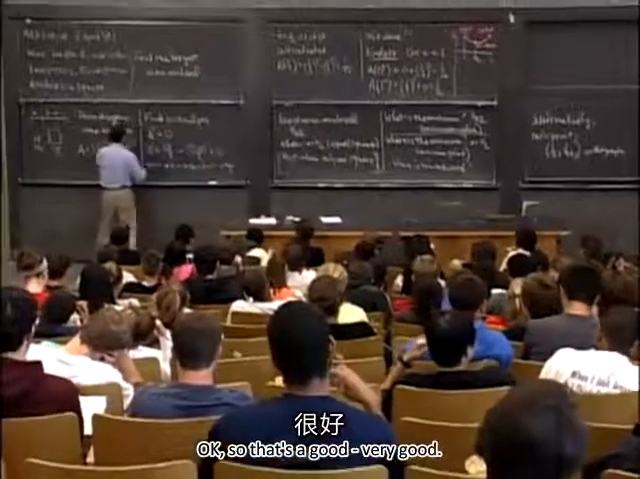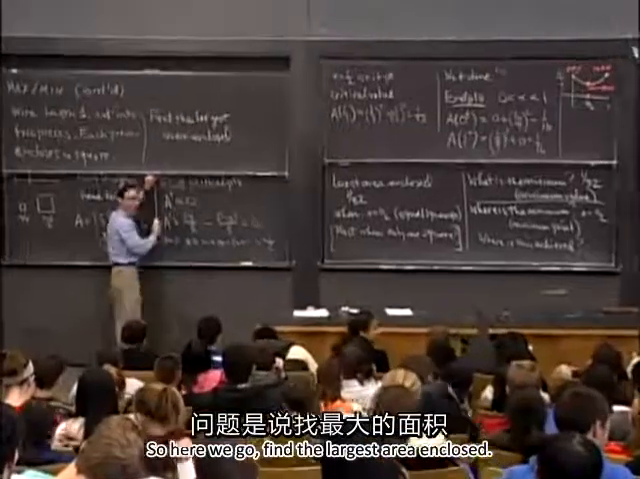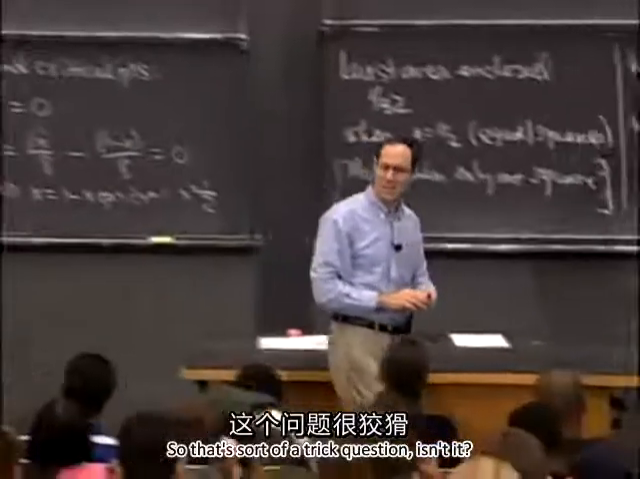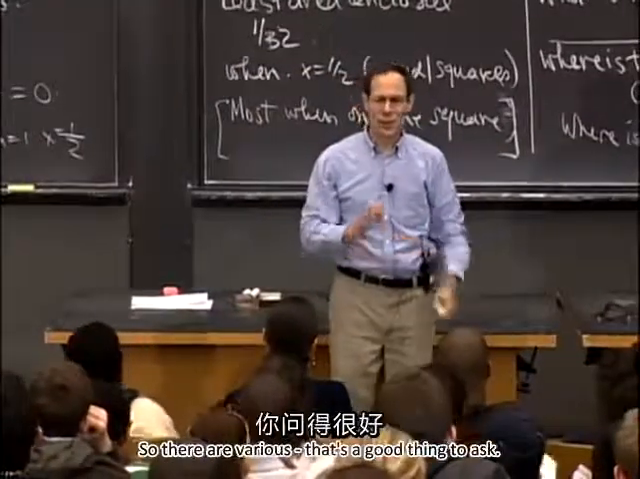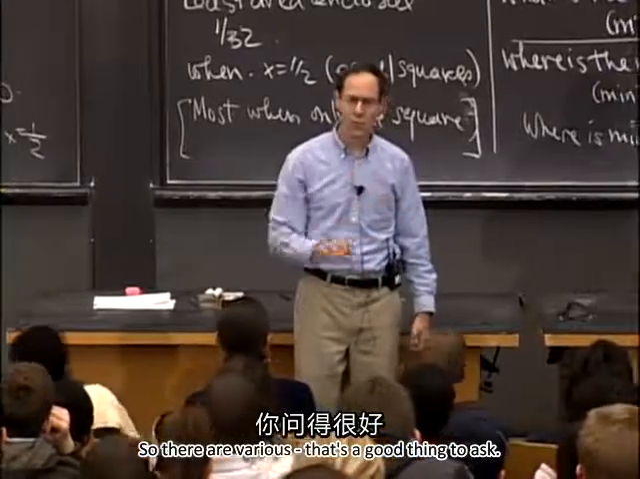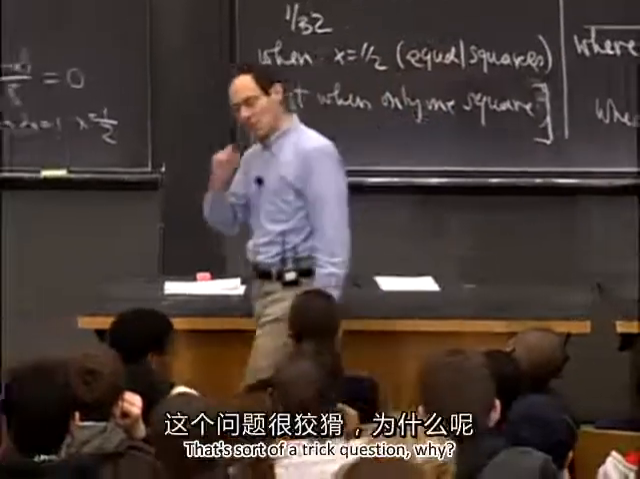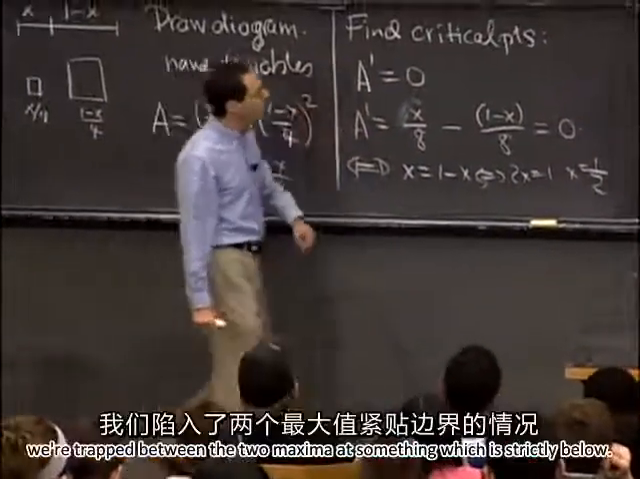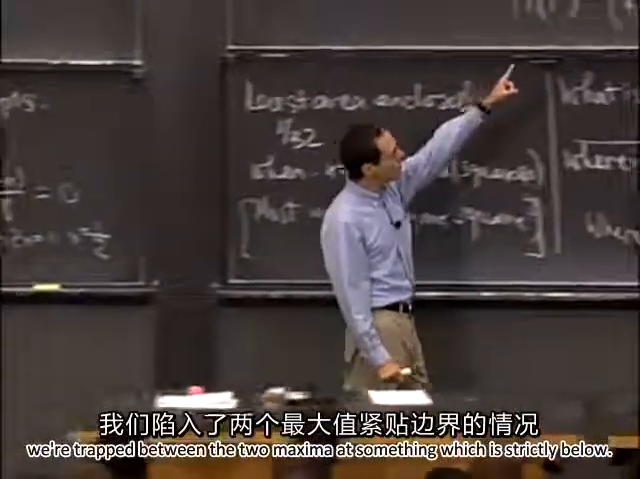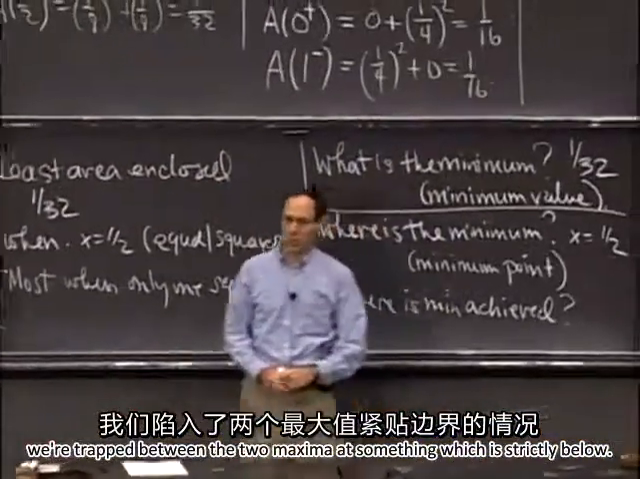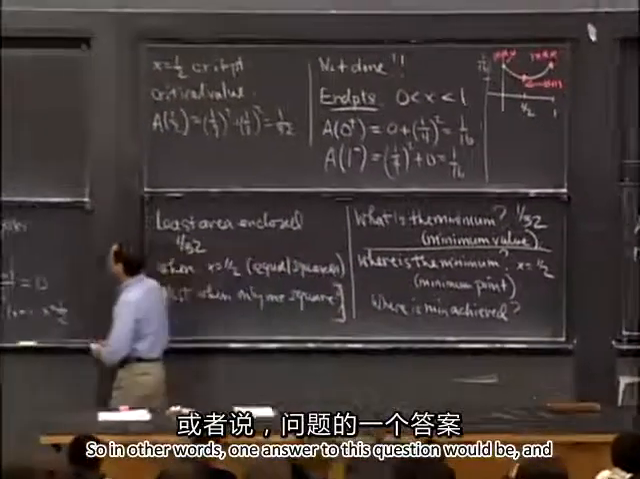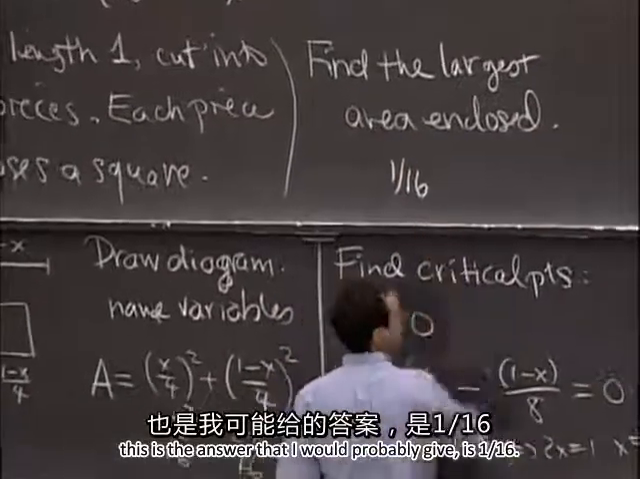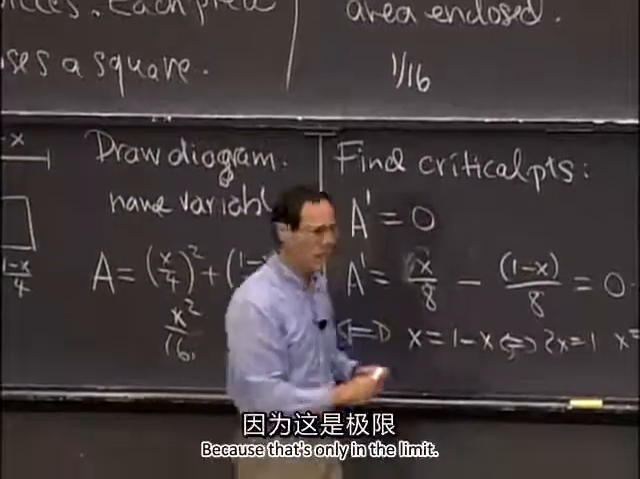Okay, that's a very good question. So here we go. Find the largest area enclosed. That's sort of a trick question, isn't it? Why? Because according to the rules, we're trapped between the two maxima at something which is strictly below. So one answer to this question, and this is the answer that I would probably give, is 1/16. But that's not really true, because that's only in the limit.